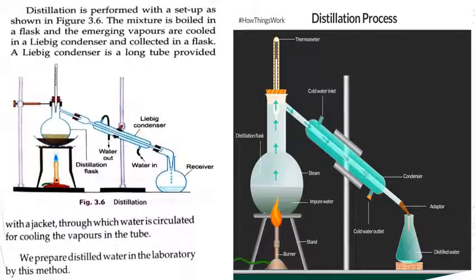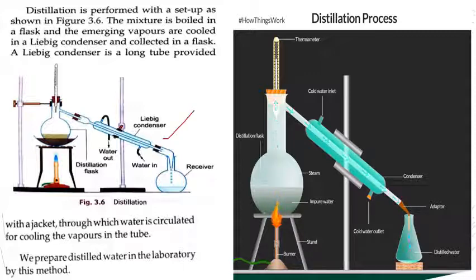Distillation is performed with a setup as shown in figure 3.6. It is given in your book on page number 25. The mixture is boiled in a flask and the emerging vapors are cooled in a Liebig condenser and collected in a flask. A Liebig condenser is a long tube provided with a jacket through which water is circulated for cooling the vapors in the tube.